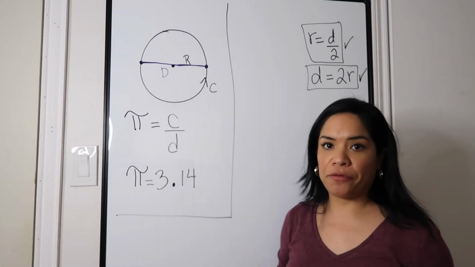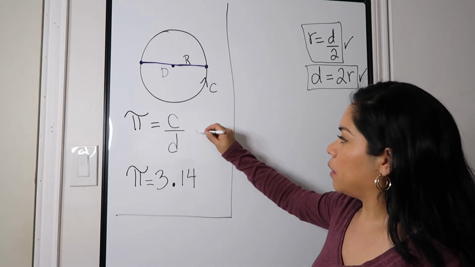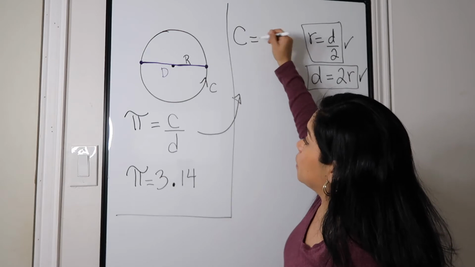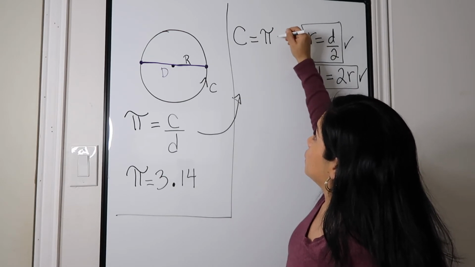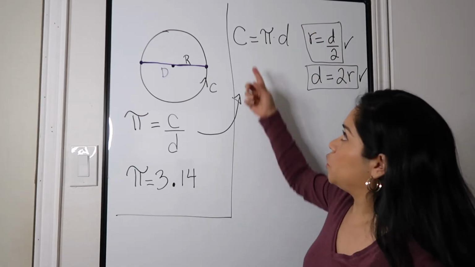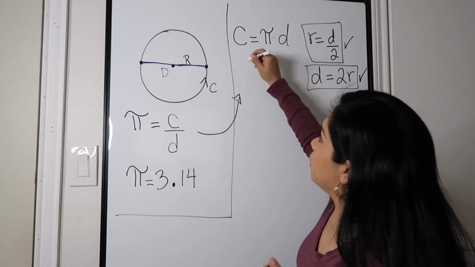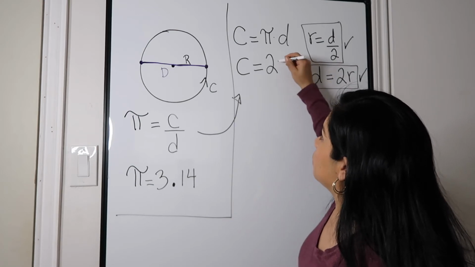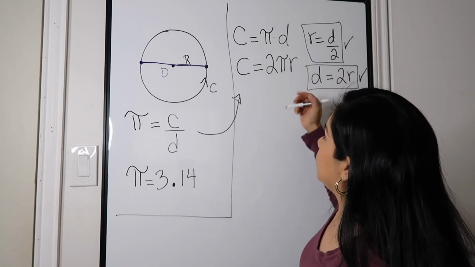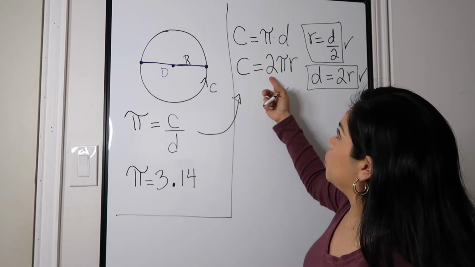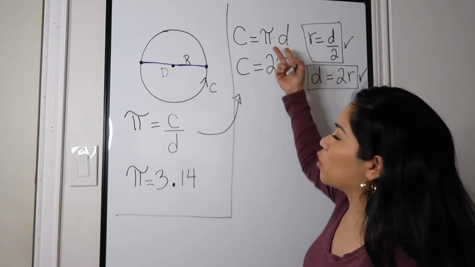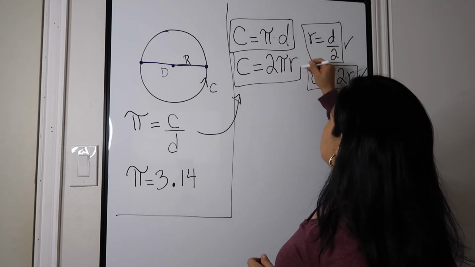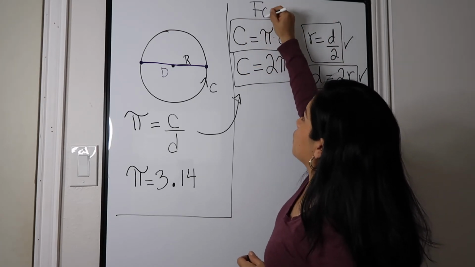How do we find the circumference? Well, using this relationship, we can say that the circumference equals pi times diameter. We can also say circumference equals 2 times pi times radius, because we know that the radius times 2 equals the diameter. So these two are equivalent. These are the formulas that we can use depending on what we're looking for.